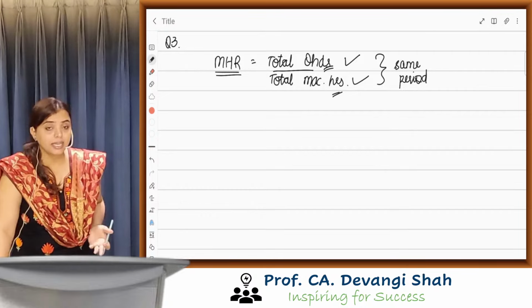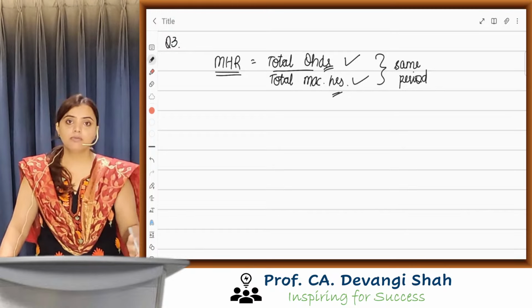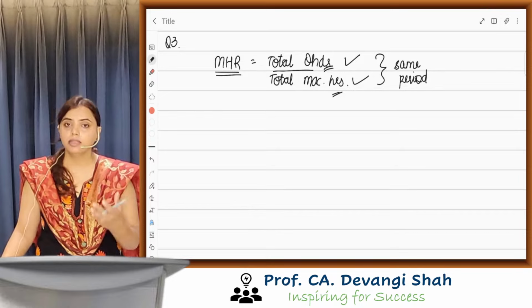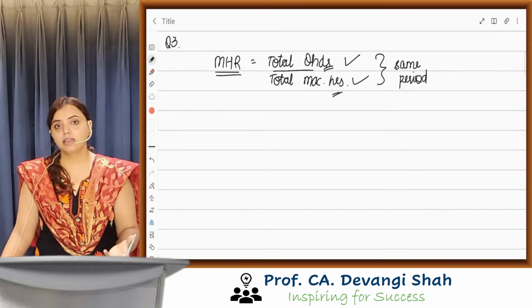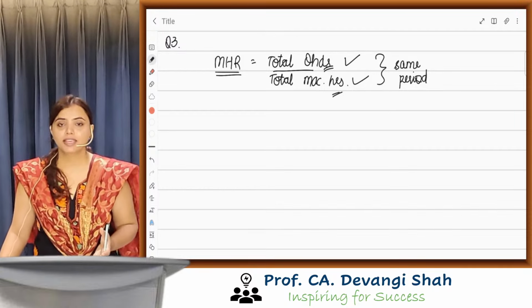Students commit a mistake: they take overheads for a year and machine hours for a month. And then they say, we did it properly, but I don't know what happened, we're getting low marks. You're making this mistake. Silly mistake, costly one. Okay?